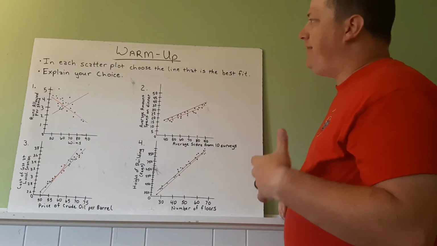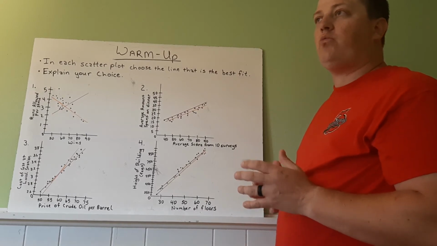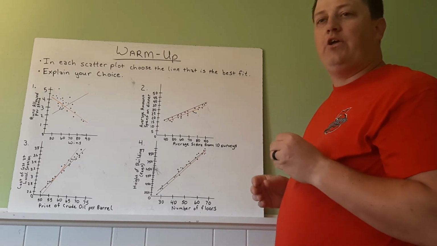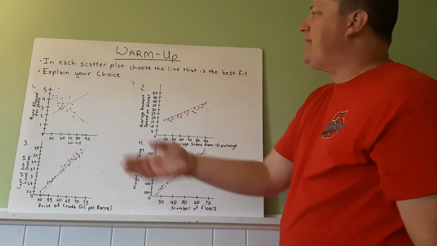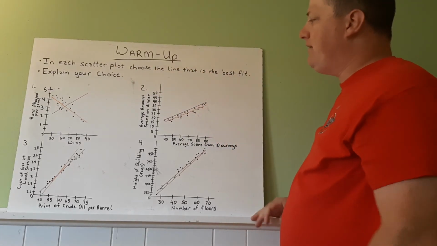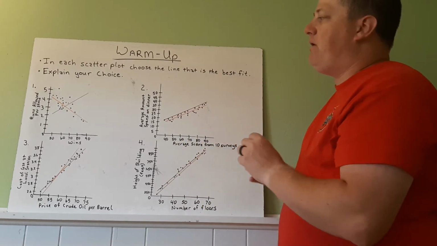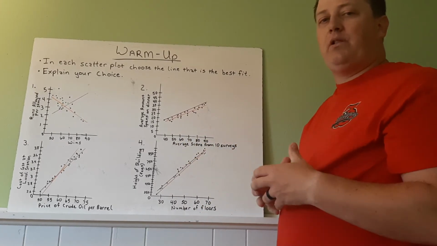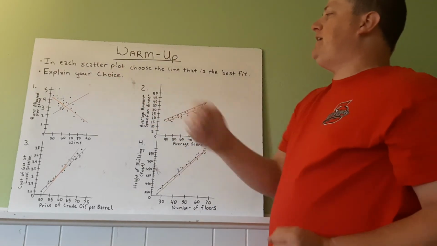All right, so in this one, we're just going to test your rudimentary understanding, or your basic knowledge, of what a line of best fit could be. In each scatter plot, choose the line that is the best fit. So in each of these 4, there's a purple line and an orange line. I want you to decide, is the purple line the best fit, or is the orange line the best fit? And then explain your choice.